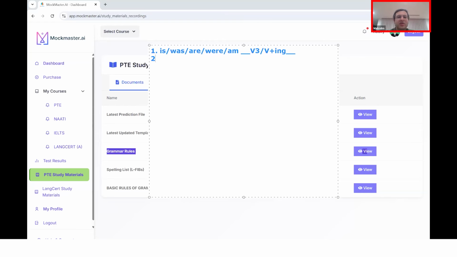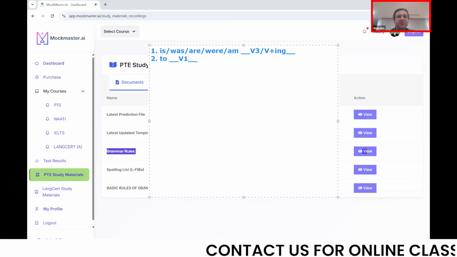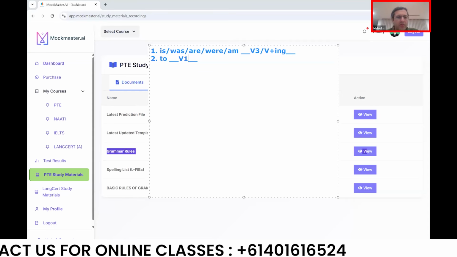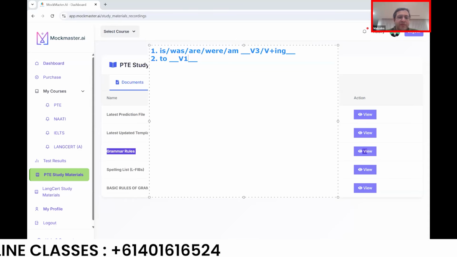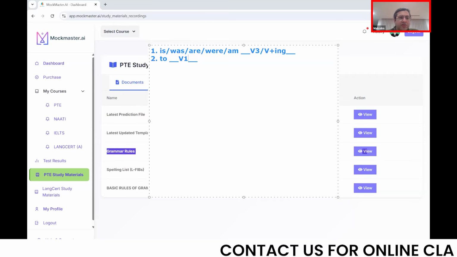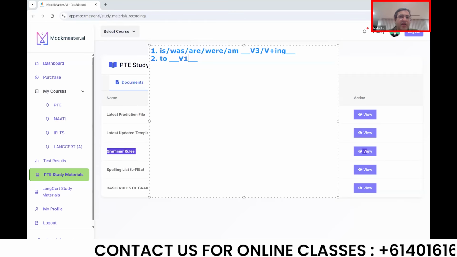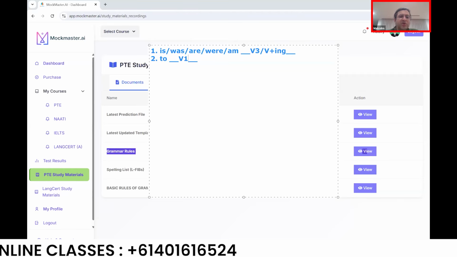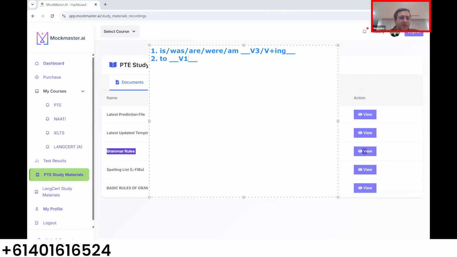The next rule is, if you have a blank after "to", and if it's a verb, generally it will be V1. V1 means the base form of the verb, without -ed, without -ing. I'm going to eat, but it has to be a verb. It can also be a noun, like I am going to USA tomorrow. USA is not a verb, it's a name. So it's a noun.